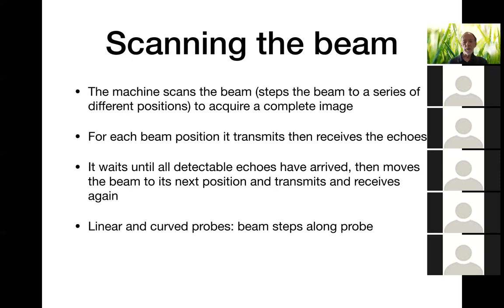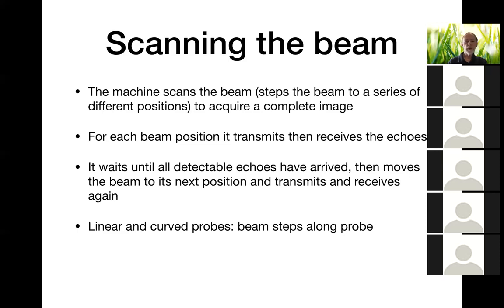Linear and curved probes move the beam, scanning it by stepping it along the face of the probe. So the beam might start off on the left-hand end of the probe and progress by small steps, perhaps less than a millimeter in size each step, until it eventually reaches the right-hand end of the probe, and then you'll have a complete image. There may be something like 200 different beam positions in a typical linear or curved probe image.